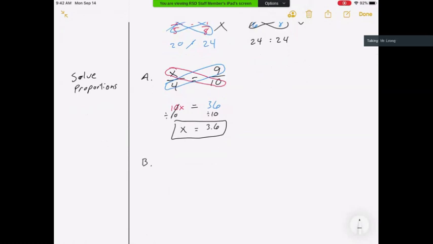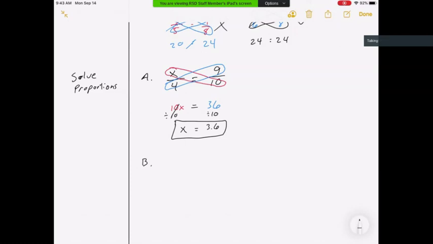Mr. Leon? So the answer is x equal 3.6? That's correct. The correct answer is x equals 3.6. Let's do another one. We'll do a few more together. Okay, how about this? And it's good to have a calculator handy, okay? I'll help you out. All right, here we go.